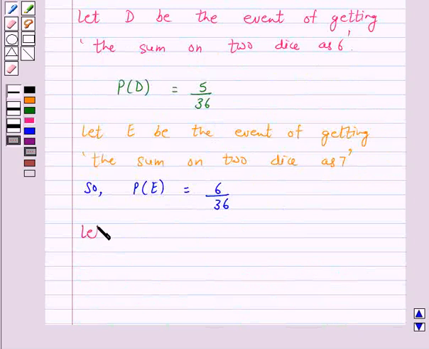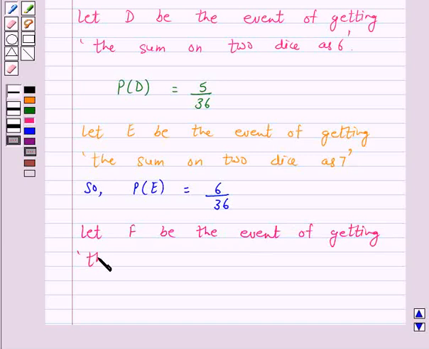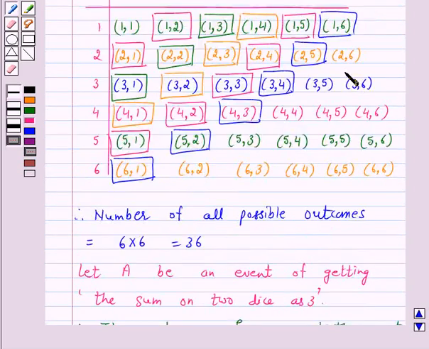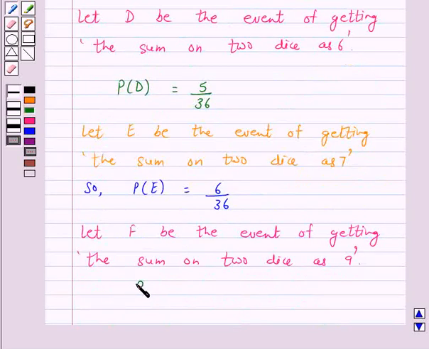Let F be the event of getting the sum on two dice as 9. So the outcomes favorable to the event F are 3, 6, 4, 5, 5, 4, and 6, 3. So the number of outcomes favorable to the event F is equal to 4. Hence, probability of the event F is equal to 4 over 36.